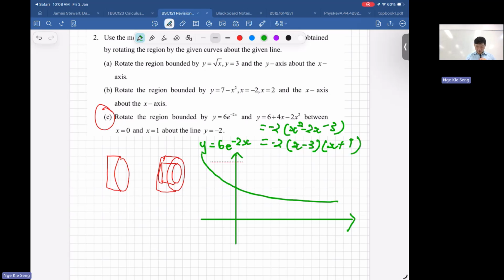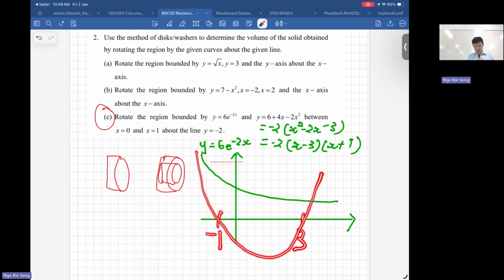Okay, so what does this mean here? If you just look at this quadratic, x squared minus 2x minus 3 has a real root at 3 and another at -1. Okay, so it looks something like this. But now you take a negative of it, right? So it is facing down.